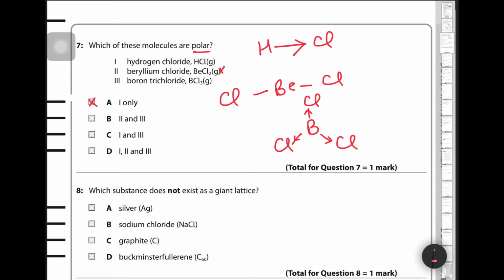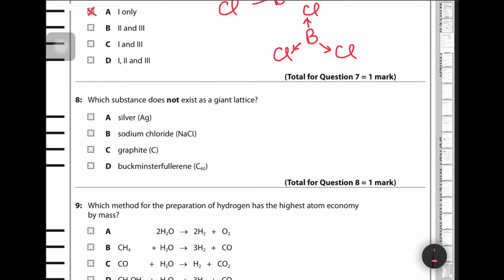Okay, you should know that for any compound to be polar, it must have at least one polar covalent bond and a molecular shape that causes the bond dipoles to not cancel each other out. So there will be a net dipole moment. So I hope this is clear. Let's look at the next question.